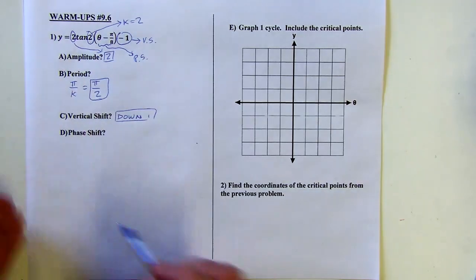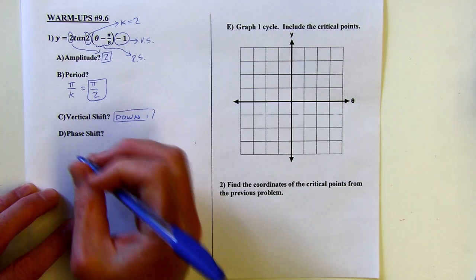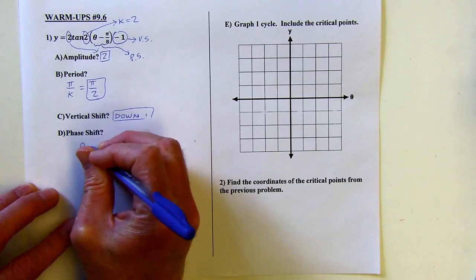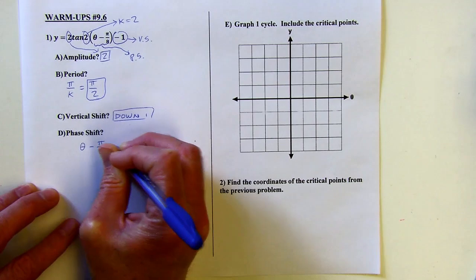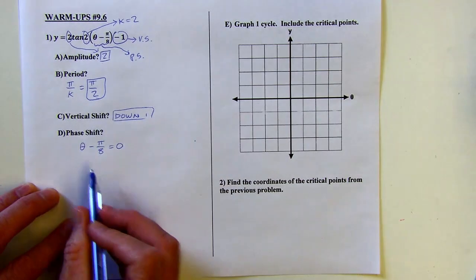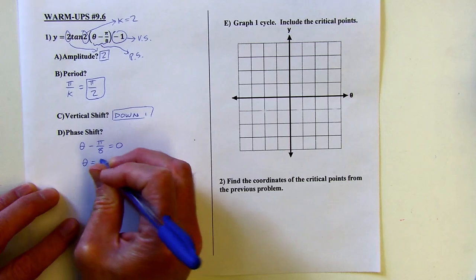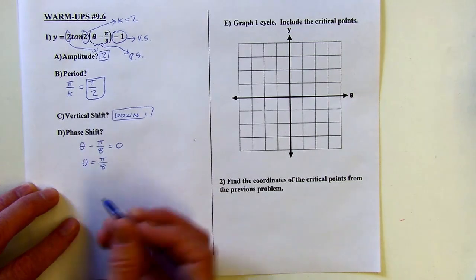Okay, so the phase shift, what I want to do is take the contents of the parentheses, set it equal to 0, and then solve for theta. So I'm going to add pi over 8 to both sides. Okay, and then that's my phase shift.